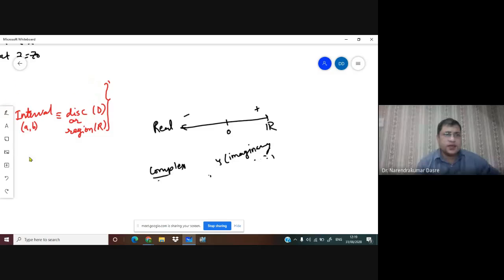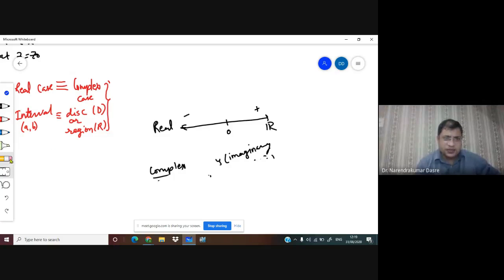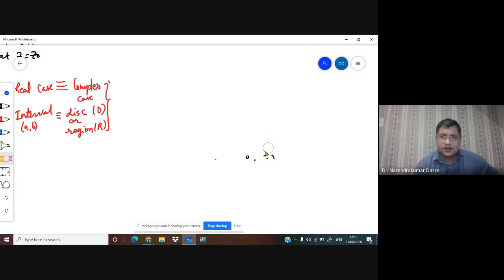So now the question is, how are we able to test whether this function is analytic at every point, or differentiable at every point or not? There are infinitely many points in the disk, infinitely many points in the region. So it will become difficult to test whether the function is differentiable at every point or not.